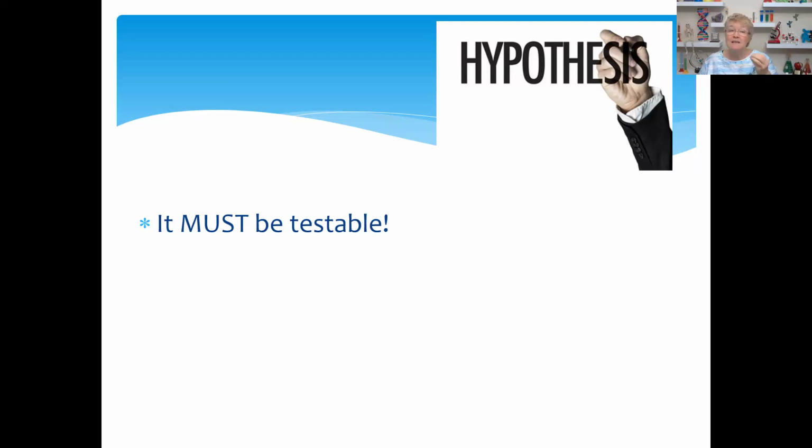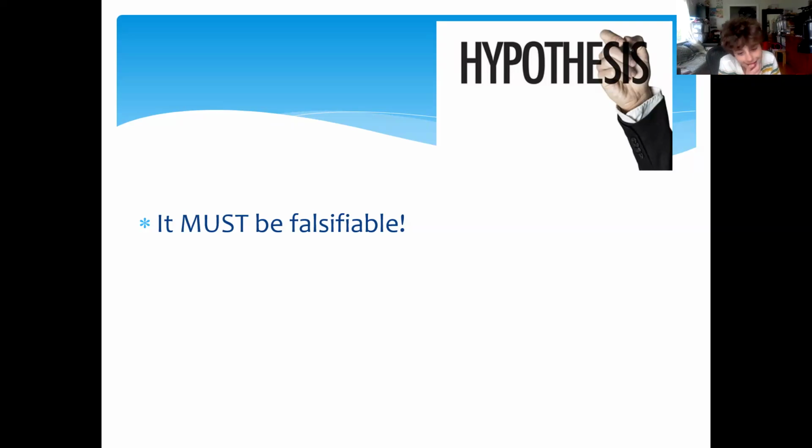And along those lines, it also has to be falsifiable. What does that mean? You can prove it wrong? Yeah, you have to be able to prove it wrong. It might be testable, but even that isn't enough for it to be a truly scientific experiment. We have to also be able to show that it is false, if it really is false, right?